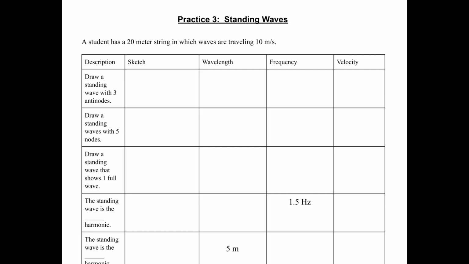So this is the initial part of filling out practice 3 in our waves packet. What we want to do is take a look at what we have written. We have a string with 20 meters, not centimeters, so take a look at the units. It's a 20-meter string in which waves are traveling at 10 meters per second. So this is going to be our velocity, and this is the length of the string.